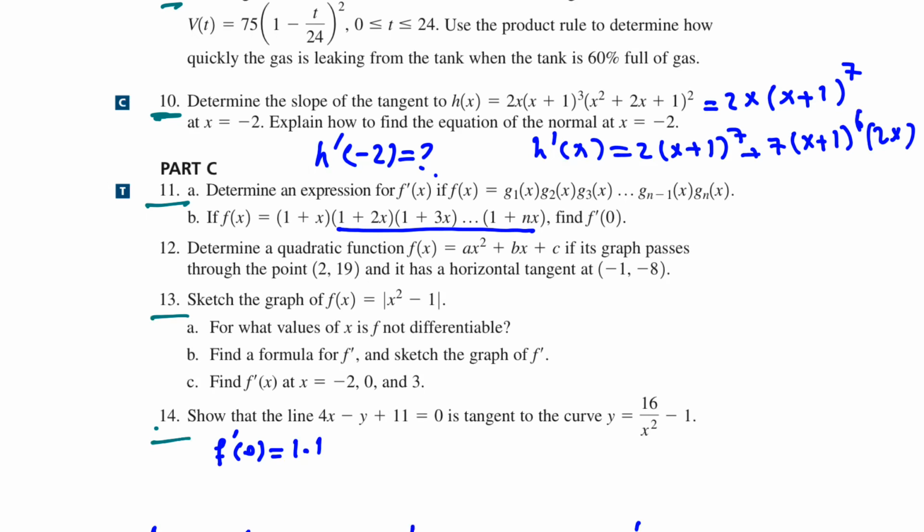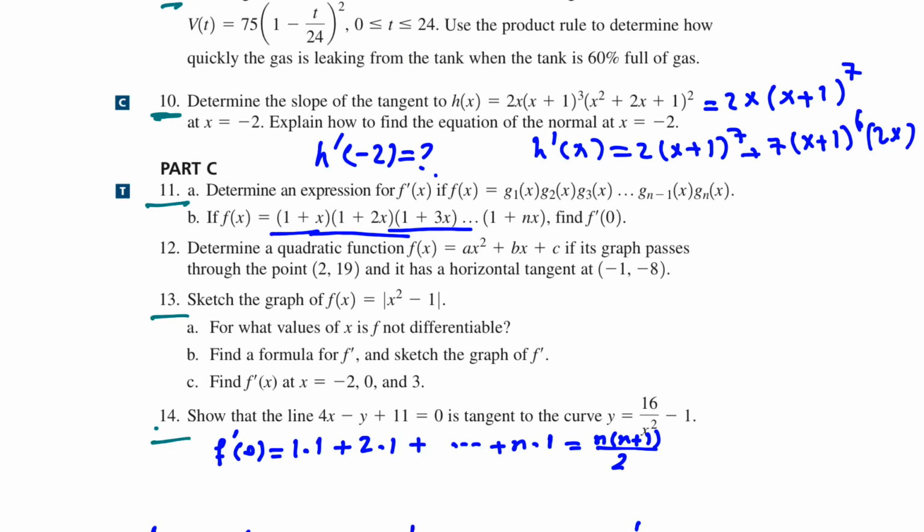This gives us 1 times 1, plus the derivative of the second function, 2, times the multiplication of other functions when x is 0, which is 1, plus the derivative of the last function, n, times the multiplication of other functions when x is 0, which is also 1. The final answer would be n times n plus 1 divided by 2.